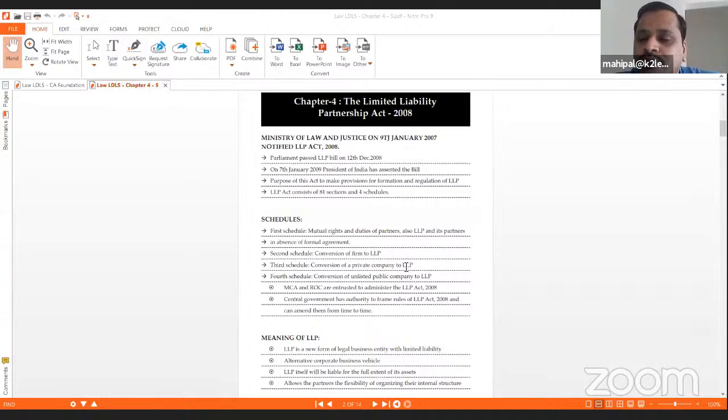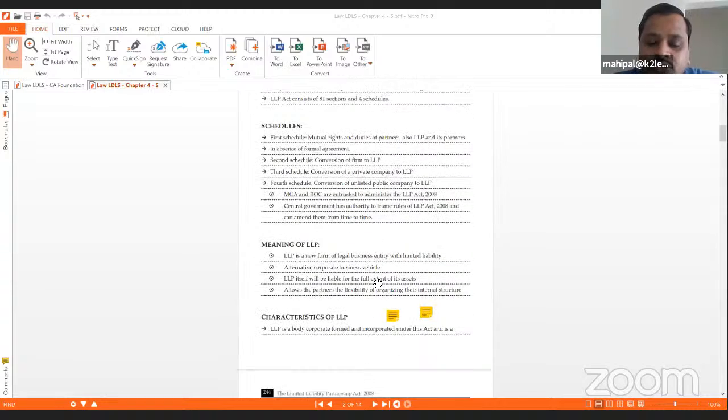Schedule 2 talks about conversion of a firm into LLP. Schedule 3 talks about conversion of a private company into LLP, and Schedule 4 talks about conversion of an unlisted public company into LLP. MCA and ROC are entrusted to administer the LLP Act, and the central government has authority to frame the rules of LLP and amend them from time to time. Clear? All the Schedules?